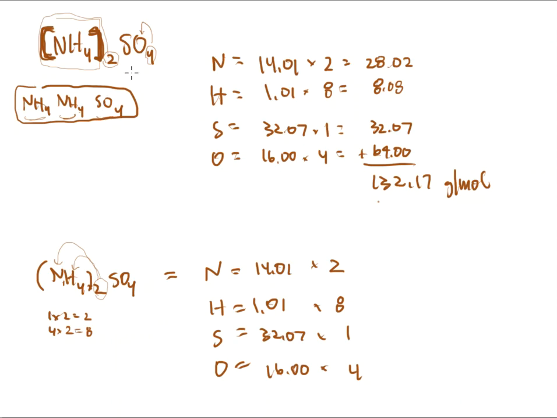Okay? So there's an example of one that uses parentheses. So let's do another one just to make sure that you feel comfortable with that, and we'll keep chugging along. So this time we're going to look at Ca3(PO4)2.